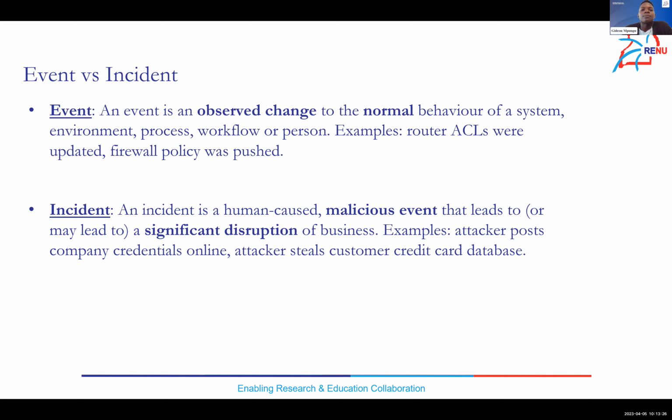If somebody was to update the router access control list, that would still be an event. But on the other hand, an incident is a human-caused malicious event that leads to or may lead to a significant disruption in business. An example could be an attacker posting credentials that they got from your company online, an attacker changing some things in your system, or maybe changing credentials to your system and locking you out, putting malware in your system. That qualifies as an incident.